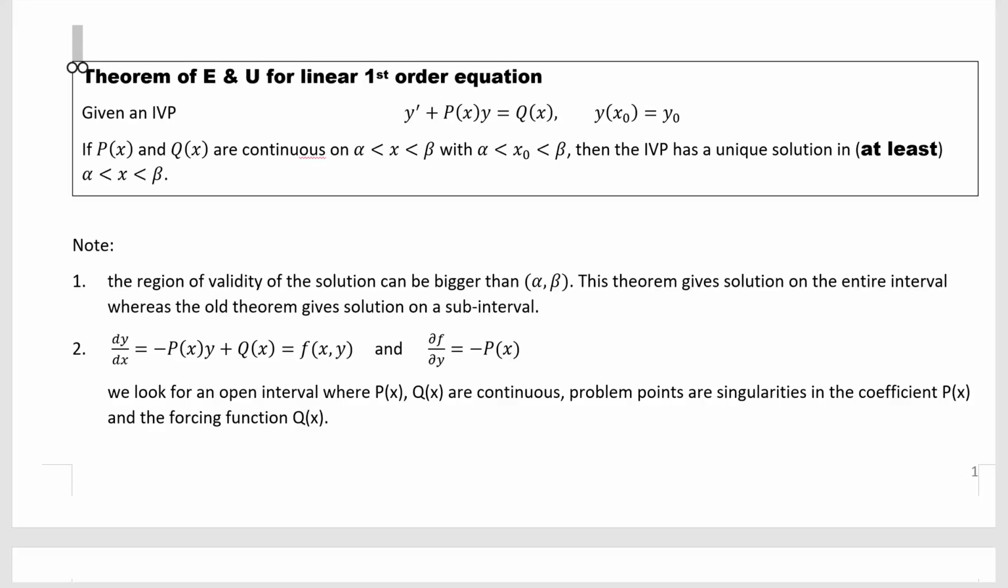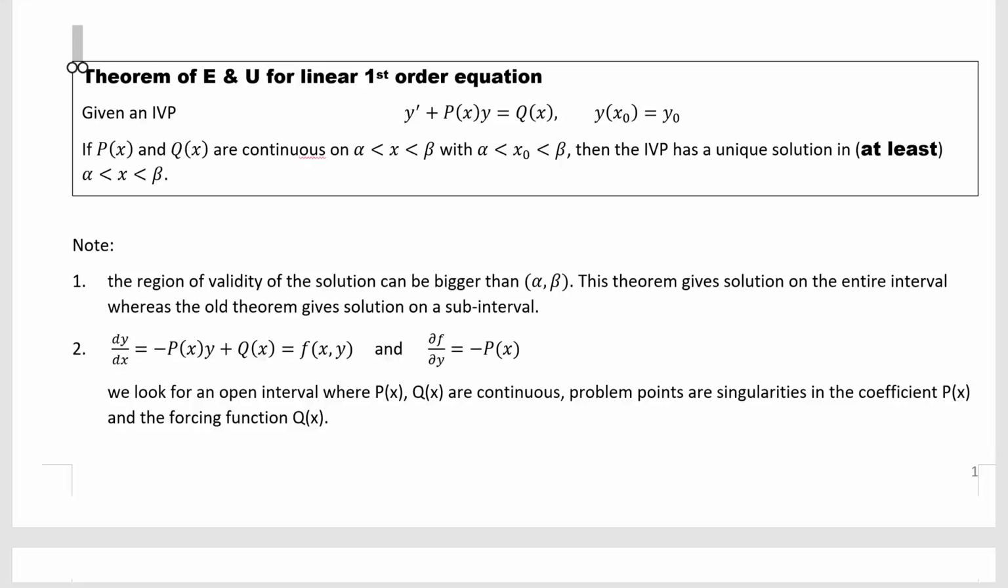Okay, so here are some notes. The region of validity of the solutions can be bigger than alpha to beta. And this theorem gives a solution on the entire interval, whereas the old theorem of existence and uniqueness in Section 1.3 only gives solutions on a subinterval.